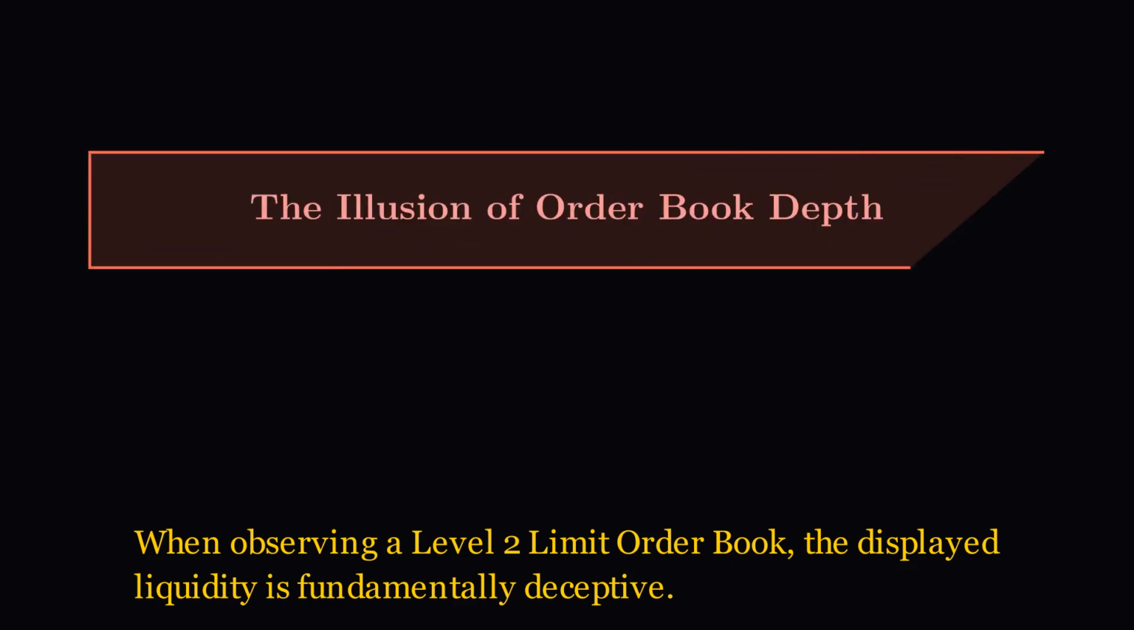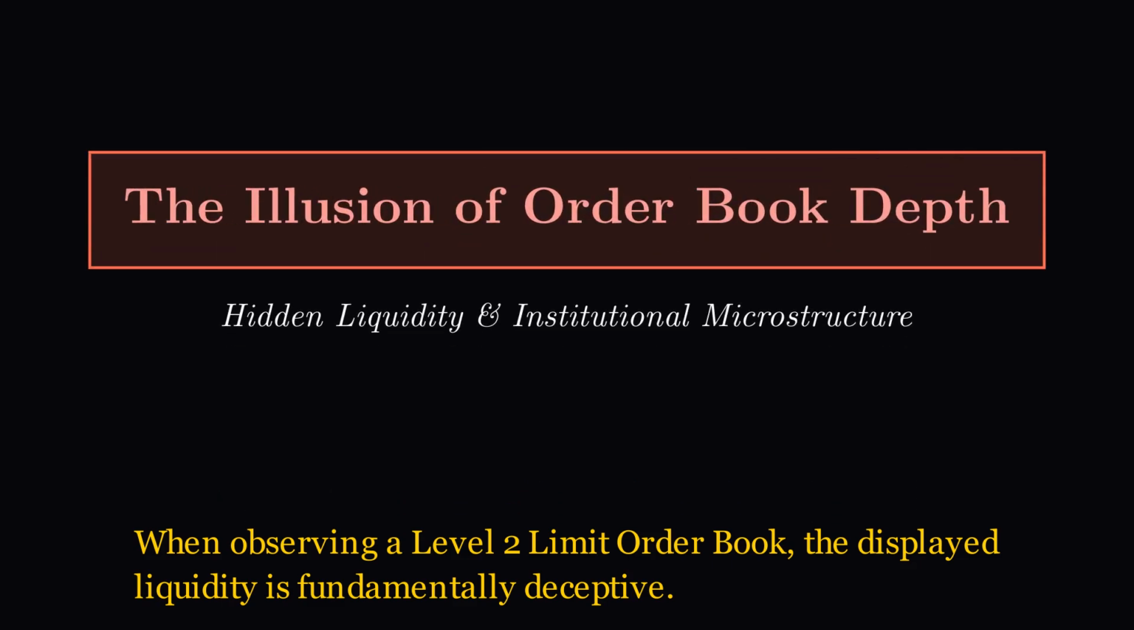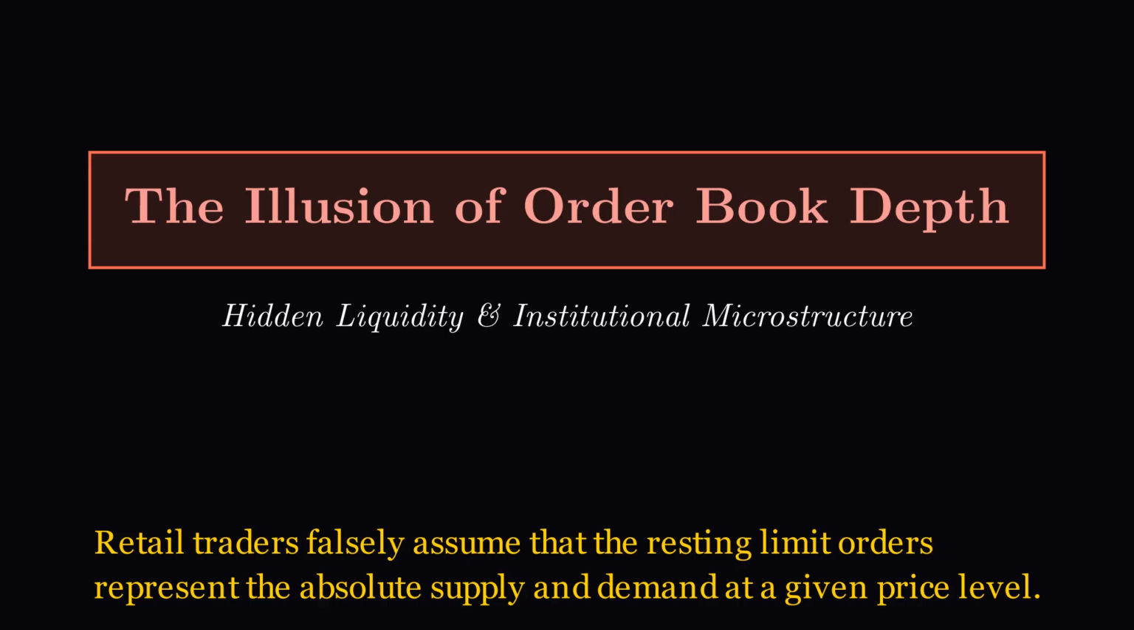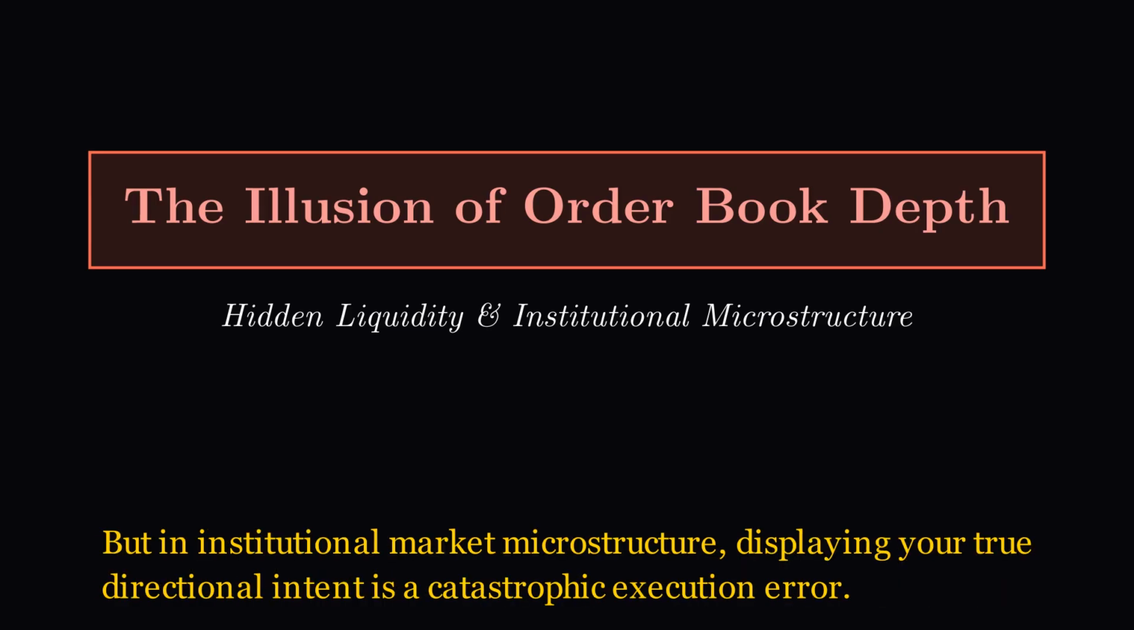When observing a level 2 limit order book, the displayed liquidity is fundamentally deceptive. Retail traders falsely assume that the resting limit orders represent the absolute supply and demand at a given price level. But in institutional market microstructure, displaying your true directional intent is a catastrophic execution error.